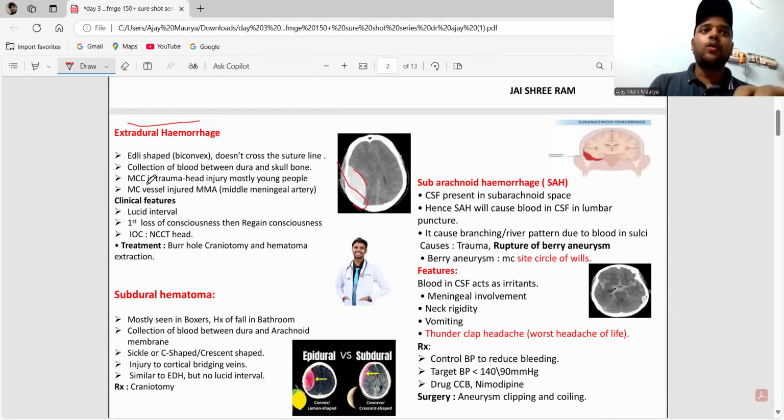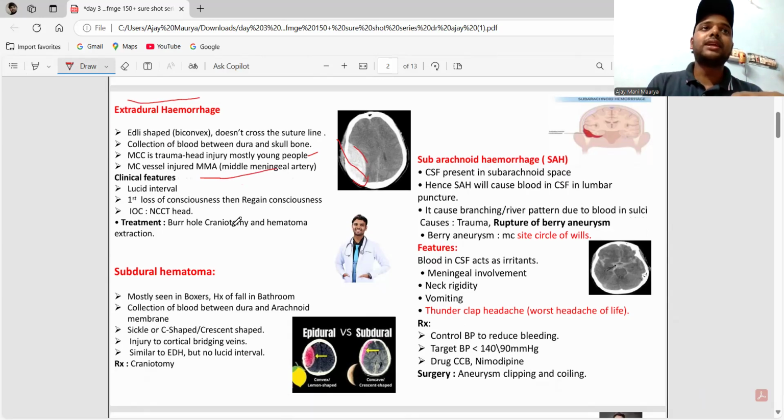Remember, it is the most common head injury in young people, and the most common vessel involved is the MMA, the middle meningeal artery.